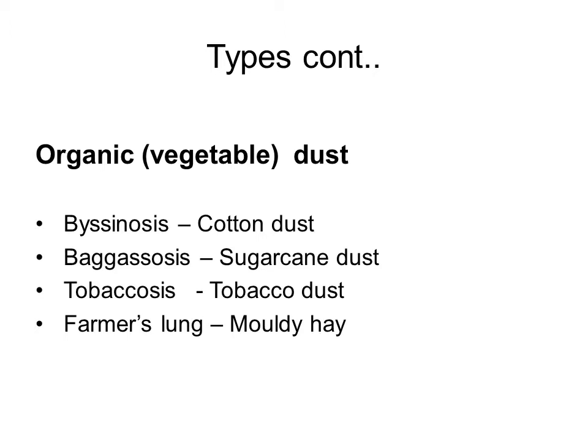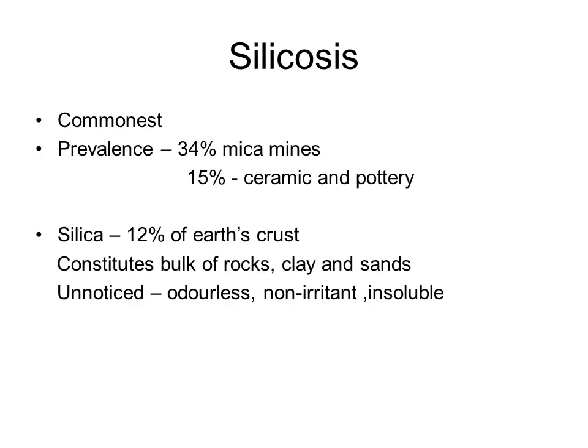The two types of pneumoconiosis. Now let's begin about the different types. First is the silicosis. Silicosis is the most common type of pneumoconiosis. It is mostly in mica mines and also in other mines like ceramic mines, pottery, etc. The silica is present in the earth crust. About 12% of the earth crust is composed of silica. It's present in rocks, clay, sands, and it goes into the lungs.